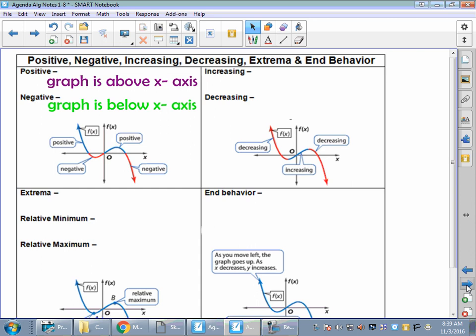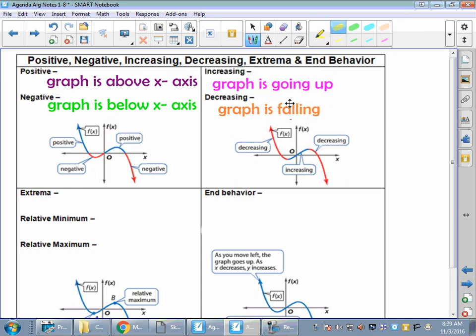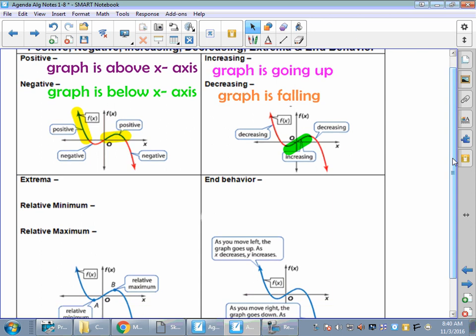Don't confuse that with increasing and decreasing. Increasing is just like it sounds: when we think about slope, it's increasing. Increasing, the graph is going up, and decreasing, the graph is falling. If you look at those two pictures and the difference between them, here's my positive: the graph is above the x-axis. And here's my increasing. Increasing doesn't matter where the x-axis is, it just means that the graph is coming back up. And we always read it from left to right like we usually read. So we look at that graph falling for the first part, going back up, and then coming back down.